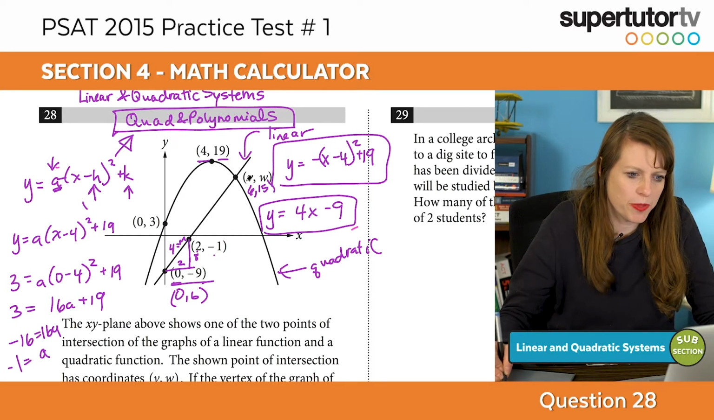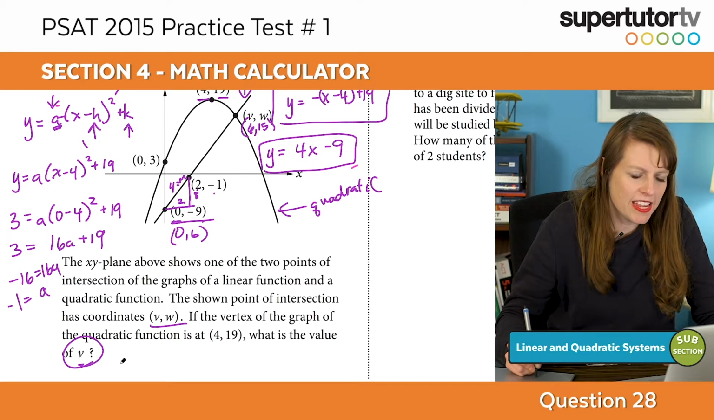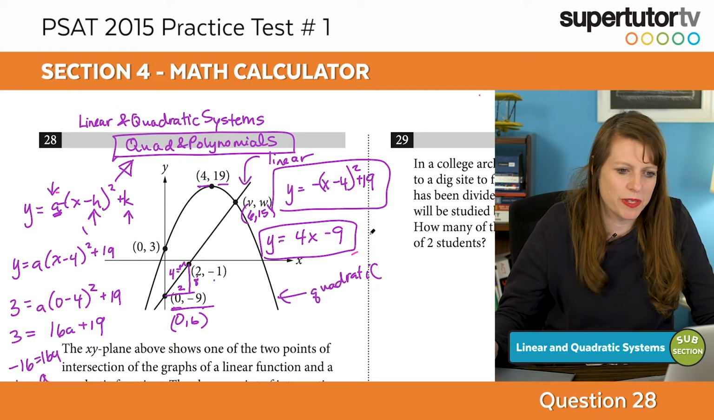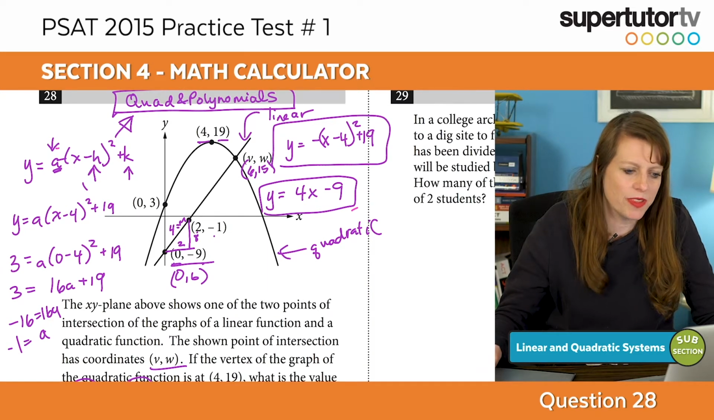I need to make sure I put the right one. V equals 6, and I'm done. W, I don't exactly know what W is. Now, how do you solve this if you don't want to do it that way?